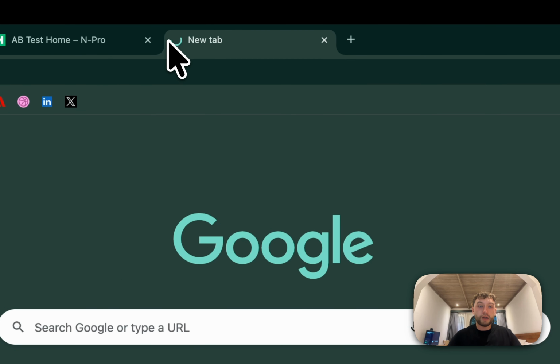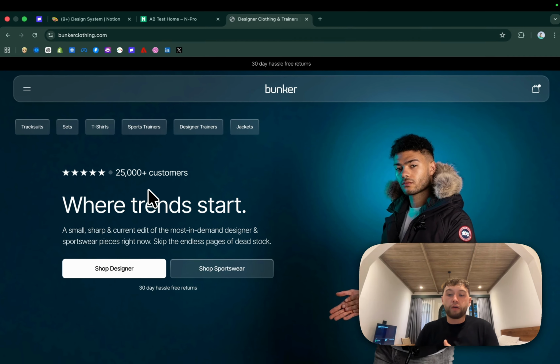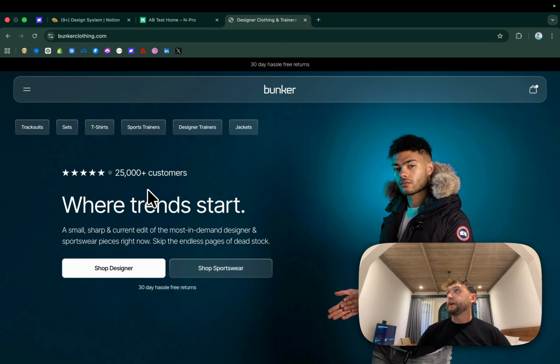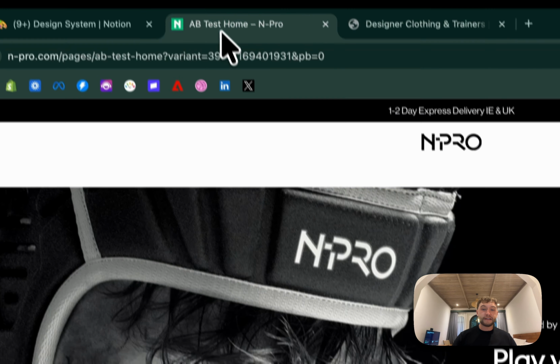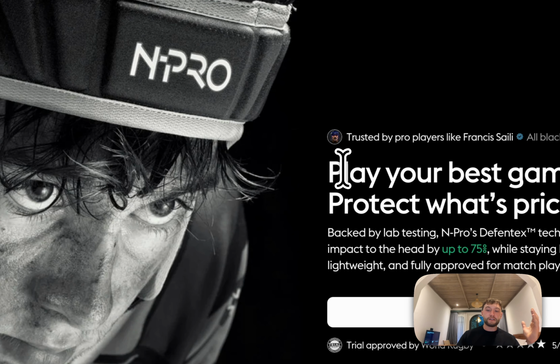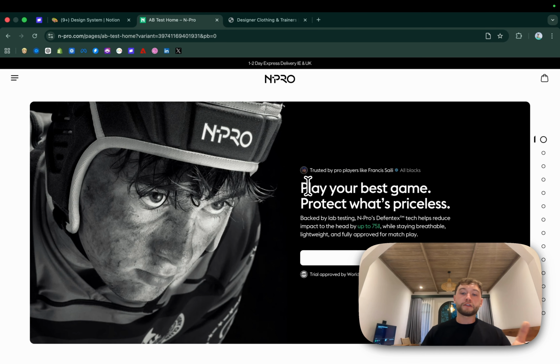I'll show you one. This is an ecom brand of my own that's probably, I don't know, 70% brand, 30% conversion. So it has a much fluffier kind of headline here, where trends start. That's nowhere near as outcome driven as this one is, because this is a problem solving product.